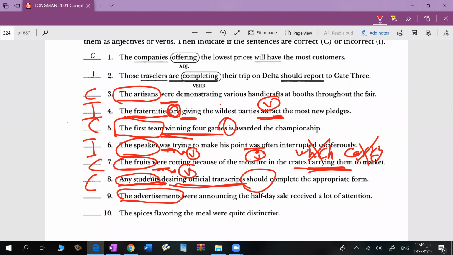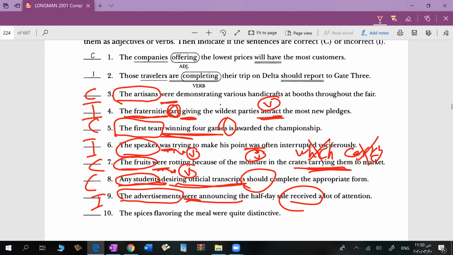Subject, were announcing, verb, the half-day sale received. What do you think? Incorrect, because we have 2 verbs here. Were announcing, that's the verb, and received a lot of attention, this is another verb, correct?